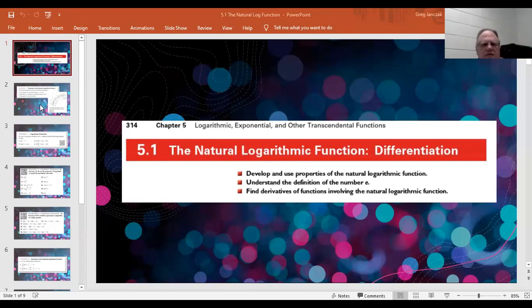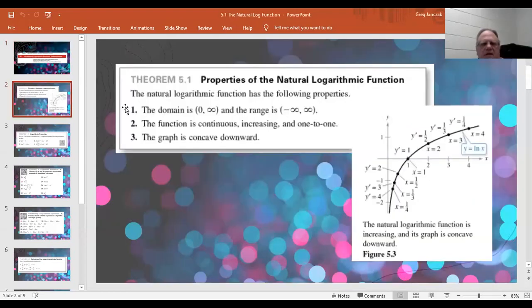Okay, so properties of natural logarithmic functions. Here's y equals natural log x. So we know that exponential graphs, e to the x, they go up. They start off small, go through 1, and then they take off and move at an exponential rate. Whereas logarithms, they're the inverse.